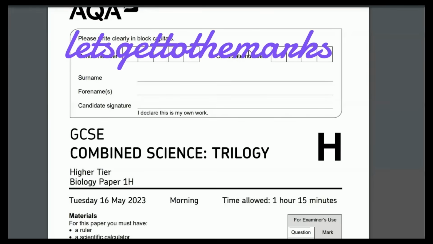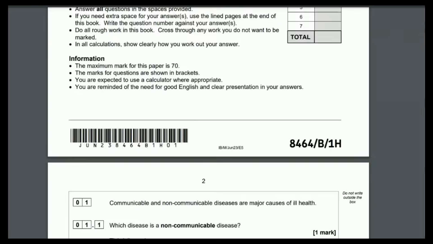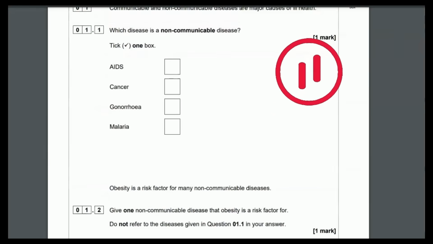Welcome to Let's Get to the Marks, going through AQA GCSE Combined Science Trilogy paper. This is the Biology Paper 1, higher, and this was taken on Tuesday the 16th of May 2023. This is a walkthrough, so for each question, pause the video, grab some paper and a pen and a calculator, have a go at the question, then unpause and watch the walkthrough.